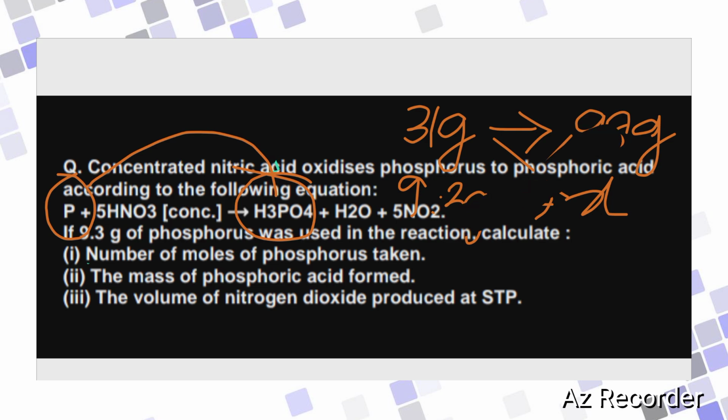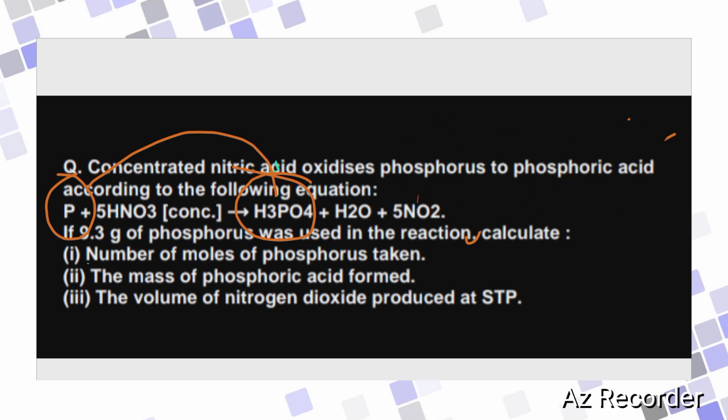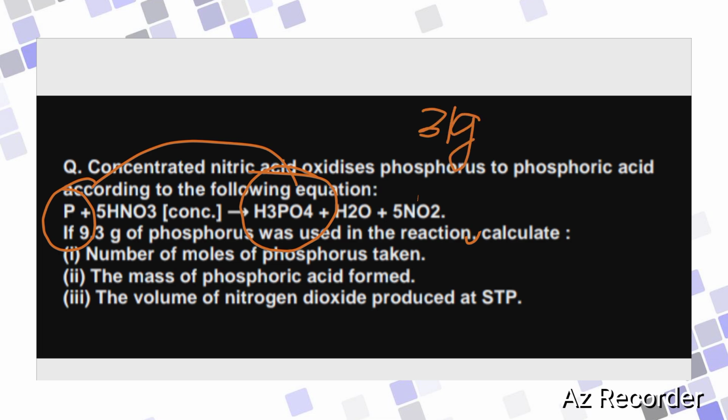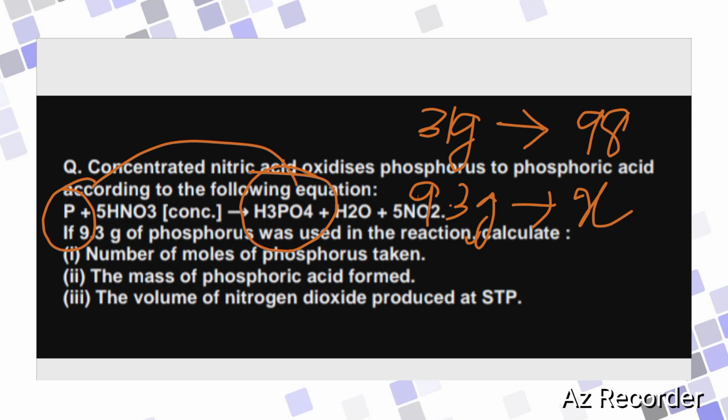According to the question, it is clearly implied that when 1 RMM of phosphorus reacts, we get 1 RMM of phosphoric acid. We need to calculate the mass of phosphoric acid formed when 9.3 grams of phosphorus react. So we can write the mass of phosphorus as 31 grams. When 31 grams react, we get the mass of phosphoric acid, which is nearly 98 grams. And when 9.3 grams react, we want to calculate the mass of phosphoric acid. We just need to cross multiply and evaluate the value of x. I hope it's clear now.